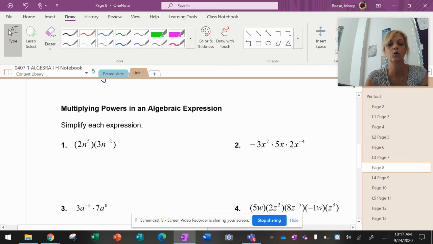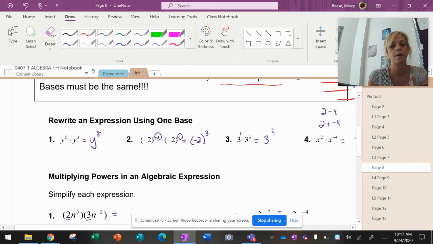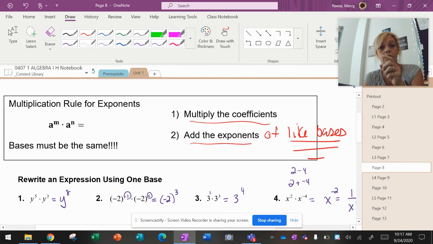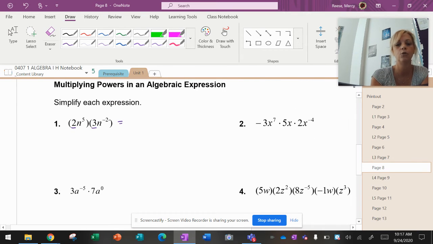Now we're going to twist it up a little bit more for you guys. Now I got coefficients. What's a coefficient? It's that number that's attached to the variable, right? It's multiplying the variable. Remember the steps. Multiply the coefficients first, and then add the exponents of like bases. 2 times 3 is 6. And we both have n's, so 5 plus -2, or 5 minus 2 is 3. Boom, that's it. It's not as hard as it looks.